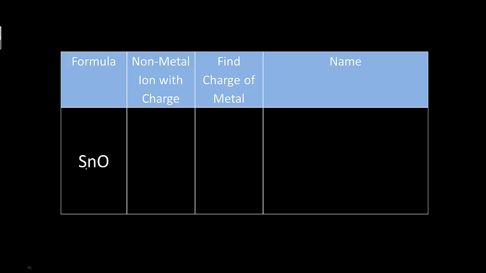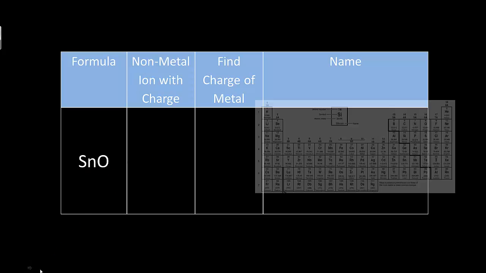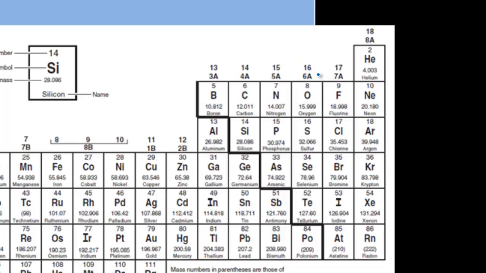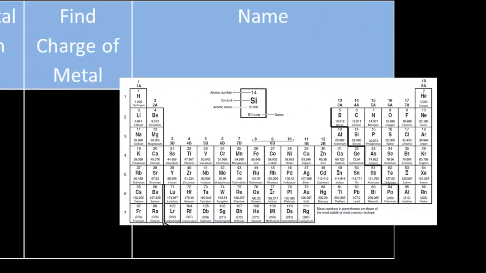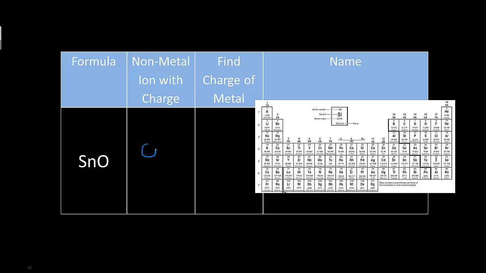Next example, we have SnO. So our nonmetal ion with the charge. O is oxygen. It has 6 valence shell electrons, so it's easier to gain 2 electrons. Gaining 2, that's its oxidation number. We have a -2. You gain electrons, you gain negativity. Sn. So we need to find the charge on our metal now.